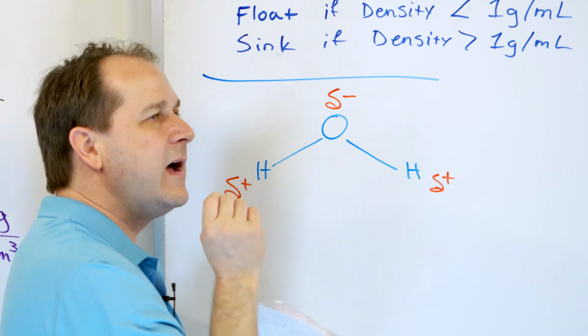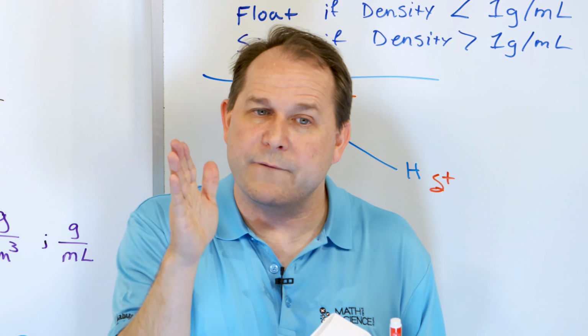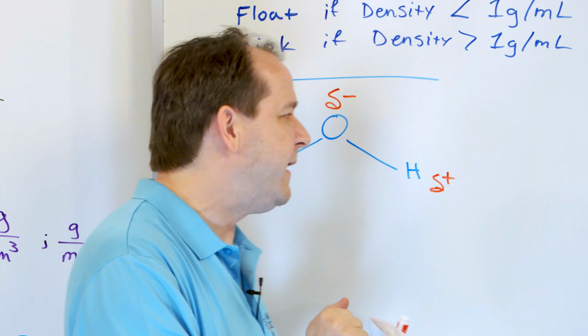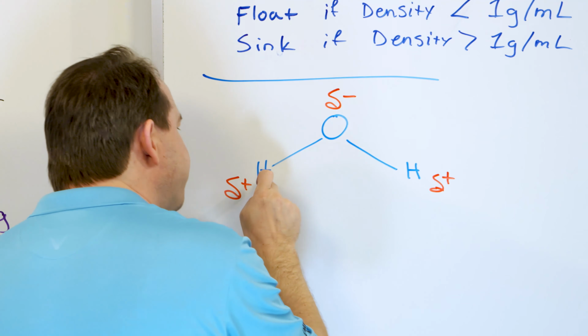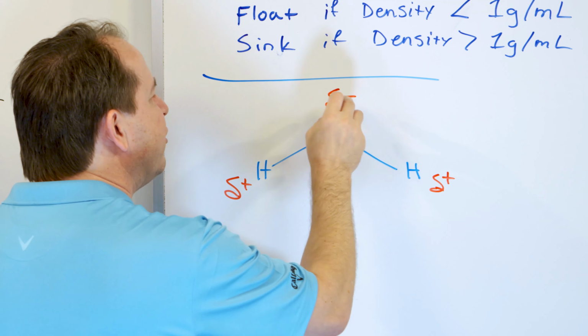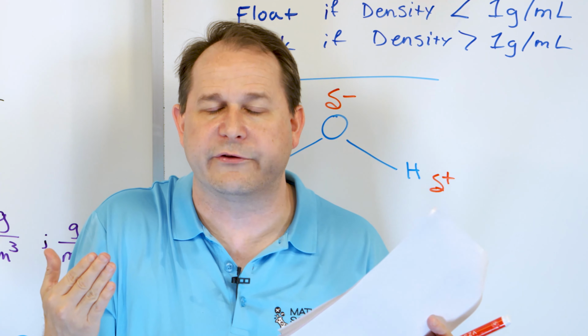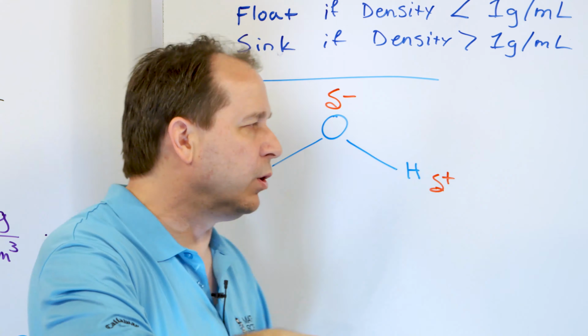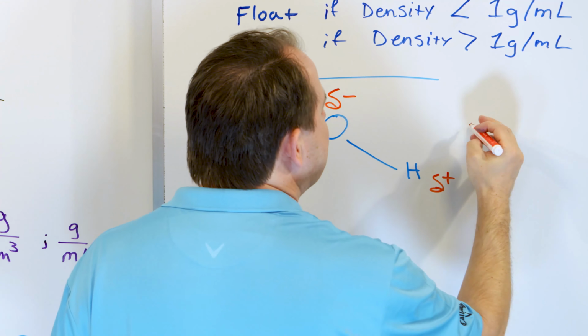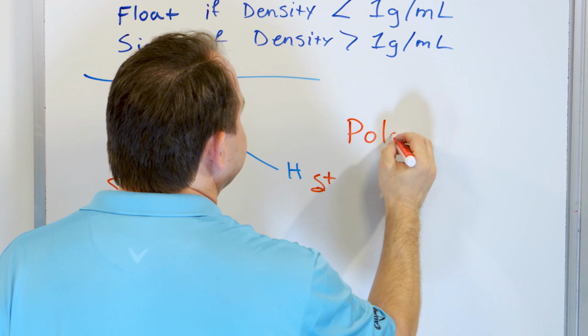Why? Because hydrogen has a proton in the middle. So if you suck the electron a little farther away from it, when you zoom in on it, it's going to be a little more positive, and the oxygen will be a little more negative because it's pulling the electrons a little closer. We call that polar. We call this idea that H2O is a polar molecule.